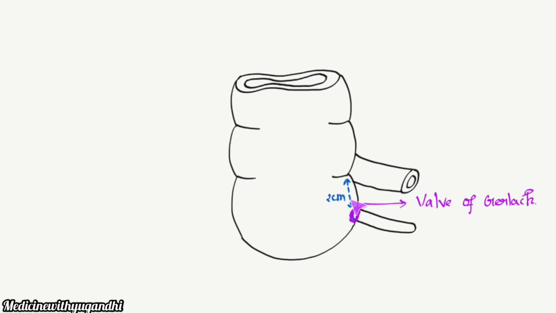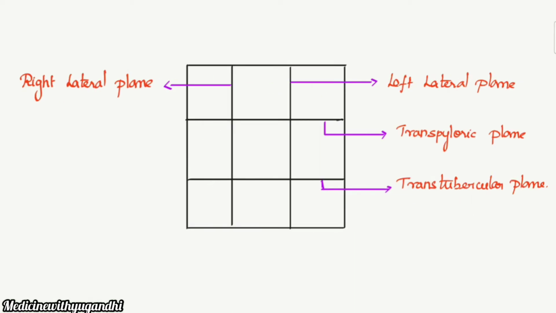This is all about the position of the appendicular orifice with respect to the ileocecal orifice. Now coming to the position of the appendicular orifice with respect to the planes passing through the abdomen. As I said in the previous video, totally 4 planes pass through the abdomen. One is the right lateral plane, then the left lateral plane, the transpyloric plane, and the transtubercular plane.